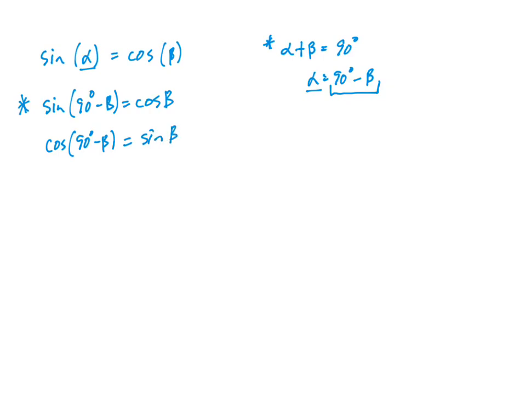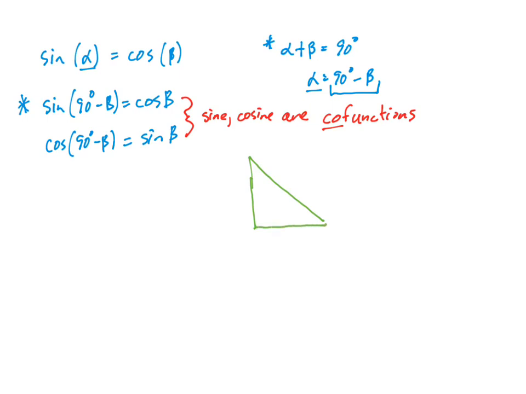Now, what we'd say about these two functions, sine and cosine, is that sine and cosine are cofunctions of each other, and co is just short for complementary, so complementary functions. So what does this mean in practice? Well, if we have a right triangle, and let's say I just pick two angle values. Let's say this is 40 degrees, and let's say this one is 50 degrees.